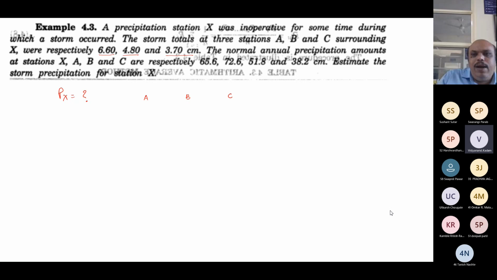Correct. These are the daily rainfall values. So how we have to write this? We have to write this as PA, PB and PC. So what is PA? 6.6. What is PB? 4.8. What is PC? 3.7.